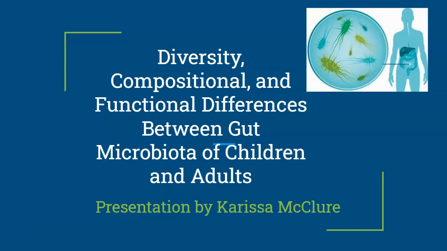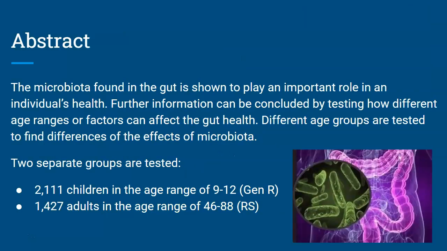The article I studied was on diversity, compositional, and functional differences between gut microbiota of children and adults. The microbiota found in the gut is shown to play an important role in an individual's health. Further information can be concluded by testing how different age ranges or factors can affect the gut health. Different age groups are tested to find differences of the effects of microbiota. Two separate groups are tested in this experiment.